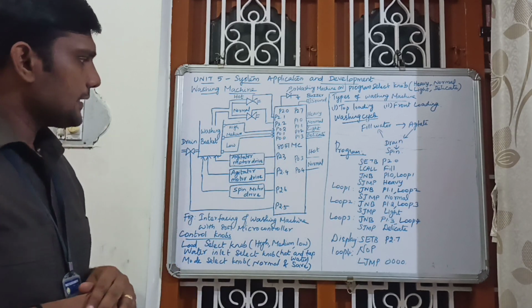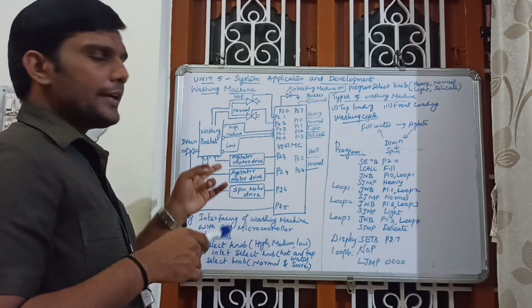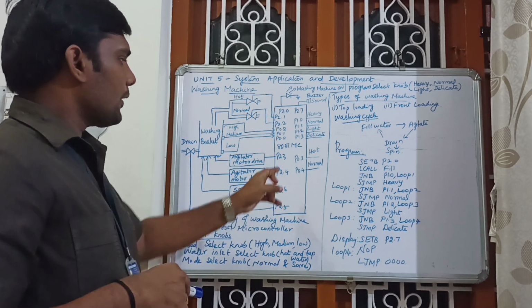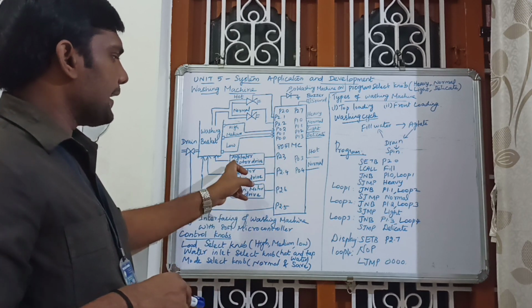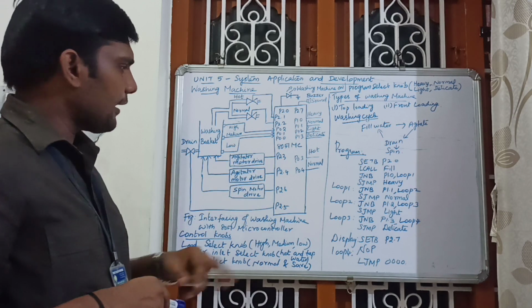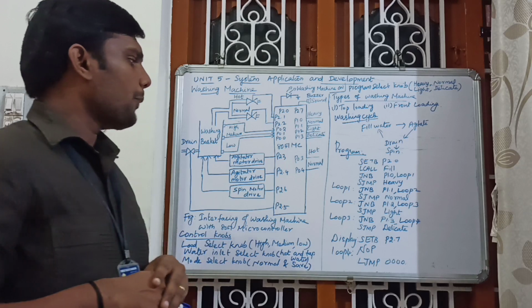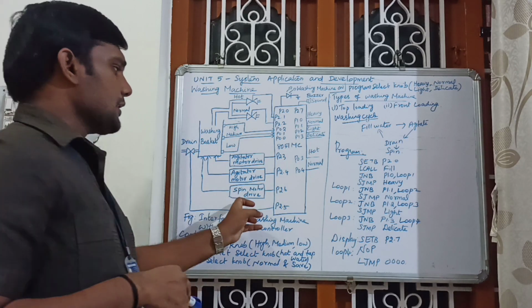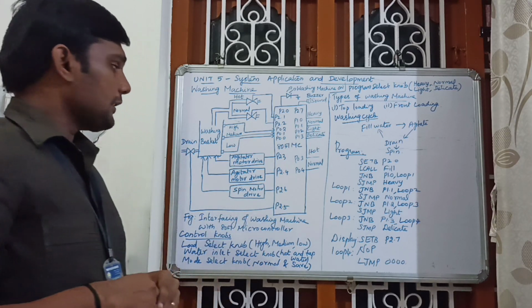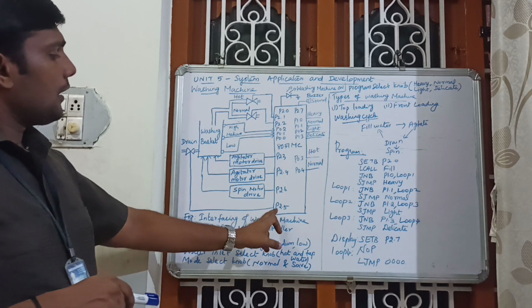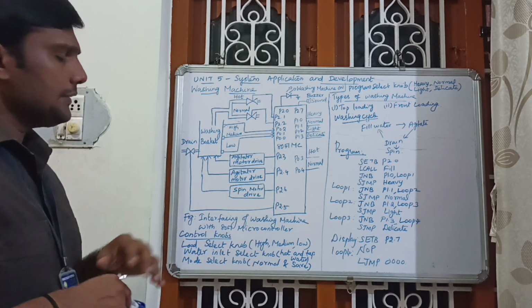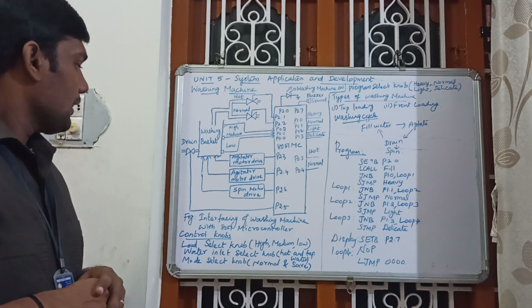Next, for the rotation there is a motor drive. P2.3 is connected with the agitator motor drive. P2.4 is also connected with the agitator motor drive, and P2.6 is connected with the spin motor drive, for the rotation. Then P2.5 is connected with the drain tap.